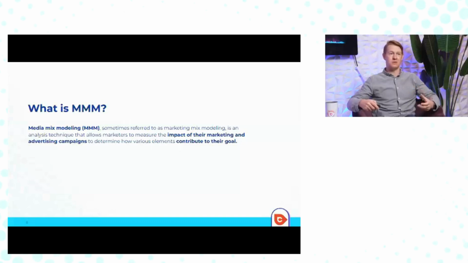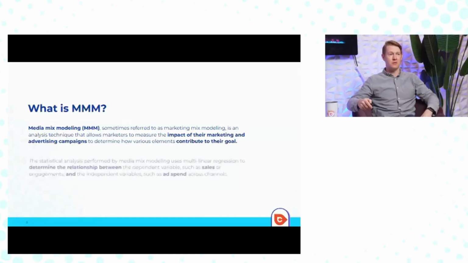How are the media investments that you're making contributing to your end goal, which is to drive more revenue or drive more new patient revenue? It uses multilinear regression to determine that relationship between the dependent variable, which is sales and engagements, i.e. revenue, and the independent variable, which is ad spend or marketing investment, if you're also looking at things like organic and email.